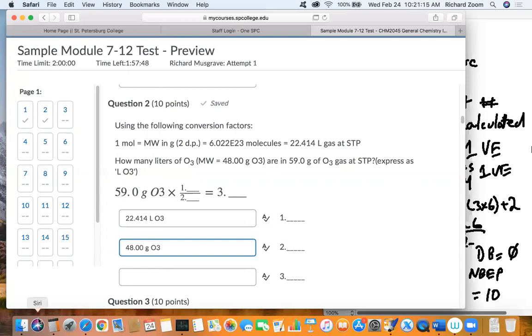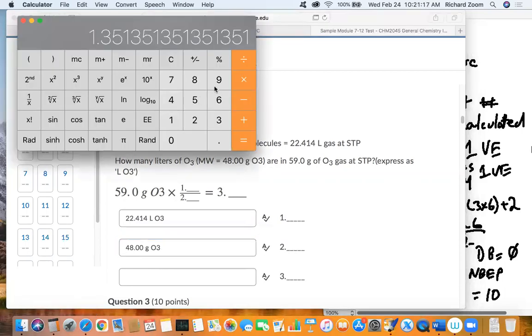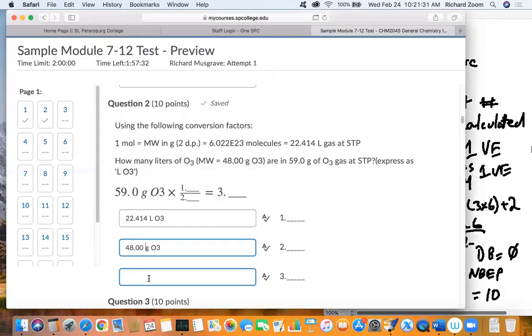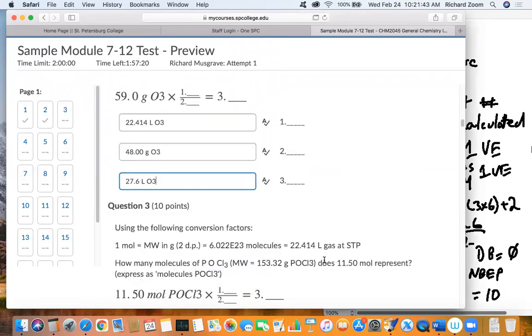I'll do a little bit of math here again, and we've got 59 times 22.414, and divide that by 48, and we end up with 27.6. So that'd be 3 significant figures, 27.6, and it's going to be liters of O3. Any questions so far?